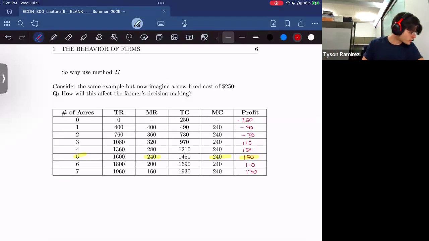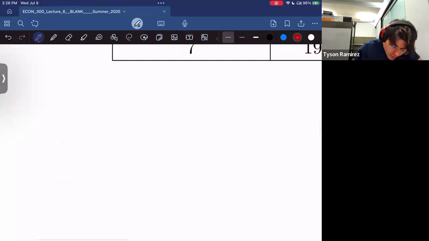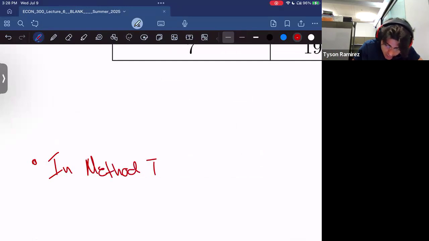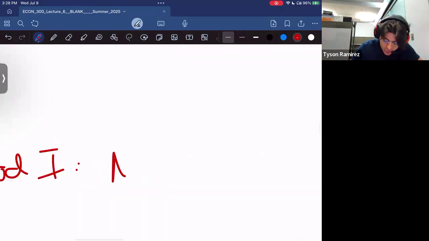And I just want to add these notes here, that with method one, you must recalculate profit at each step.